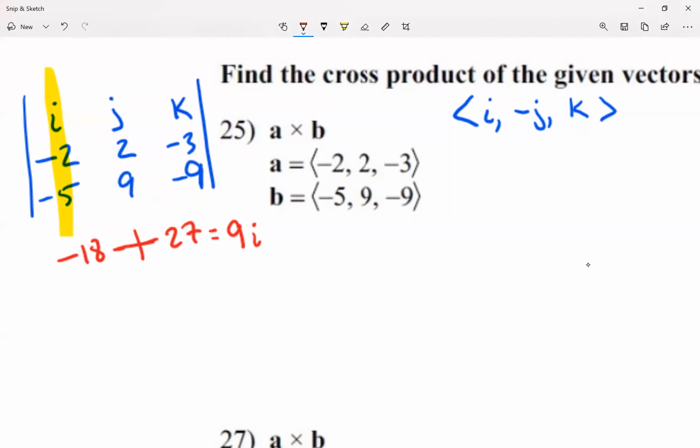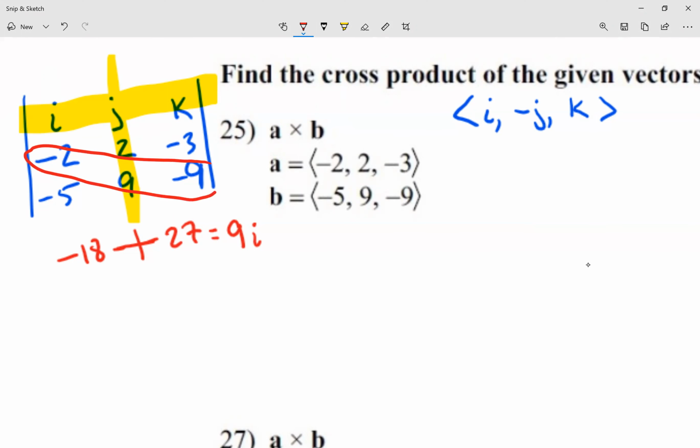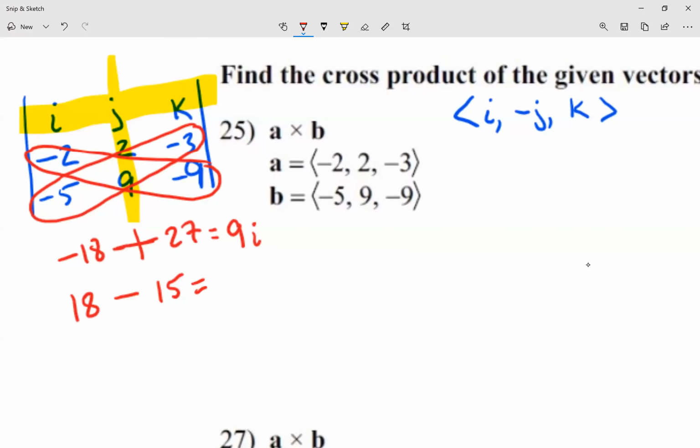Now let's figure out how to find the J value. Again, I'm going to use a highlighter to cross things out. I'm going to cross out the row with the letters, and I'm going to cross out the column with the J. I'm going to find my determinant by cross multiplying the values that I see here. Negative 2 times negative 9 is 18, minus, there will always be a minus, and then negative 3 times negative 5, that's 15. So I know 18 minus 15 is 3. So let me call this 3J for right now.